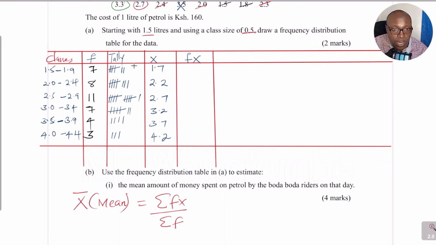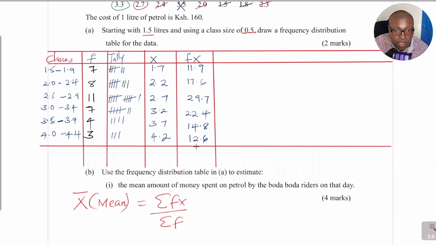Now we need to get the product of frequency multiplied by x. So the first class, 7 multiplied by 1.7, that gives 11.9. Then the next is 8 times 2.2, that gives 17.6. And then the next is 11 times 2.7, 29.7. And then the next is 7 times 3.2, 22.4. Then 4 times 3.7, you get 14.8. Then 3 times 4.2, 12.6. So that is what you get.